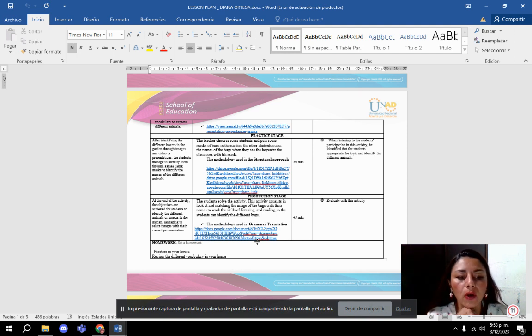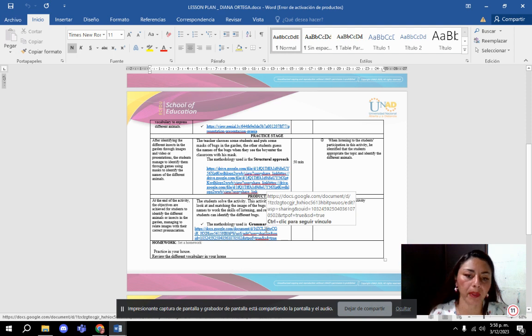And the initial goal was to get the students to identify the different insects within the garden. In the end, the students have to practice the different vocabulary at home so they don't forget this topic.